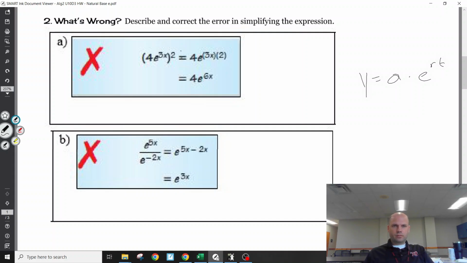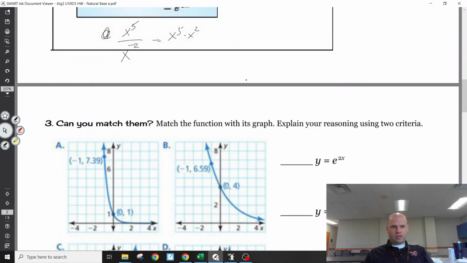What's wrong? They didn't square 4. It should be 16. What's wrong here? Negative 2x's. This is a tricky one. If it was x to the fifth over x to the negative second, you would write that as x to the fifth times x to the positive second. So you'd add those, or you would subtract a negative. So you should be adding these, and it should be e to the 7x. All right, but let's get to the graphs.